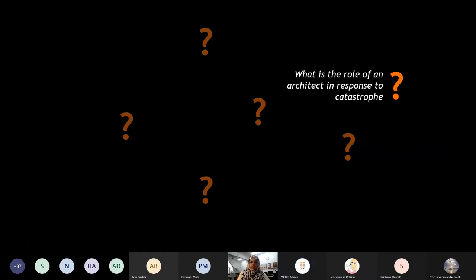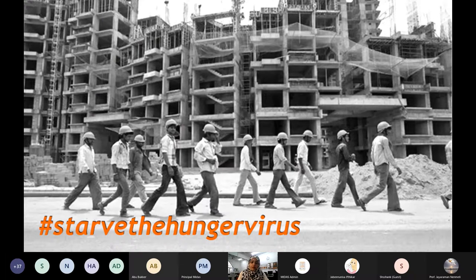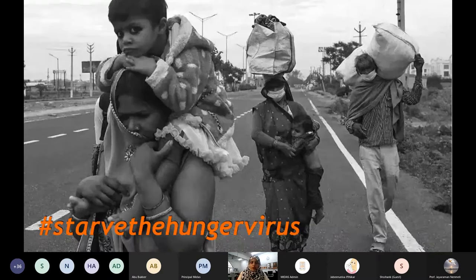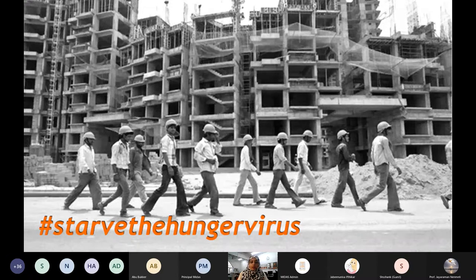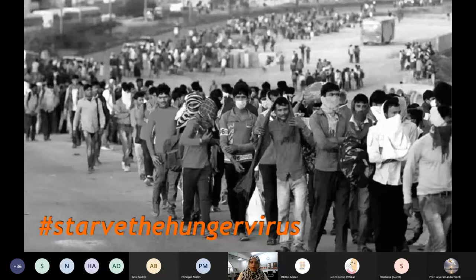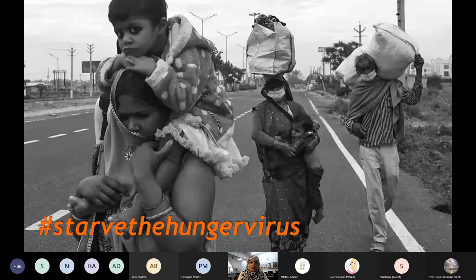The question that we asked was, what is the role of an architect in response to catastrophe? And we are facing this catastrophe, a series of multiple catastrophes, one after the other. So during the lockdown, we learned that so many people were affected. Everyone was affected by the lockdown all over the world.